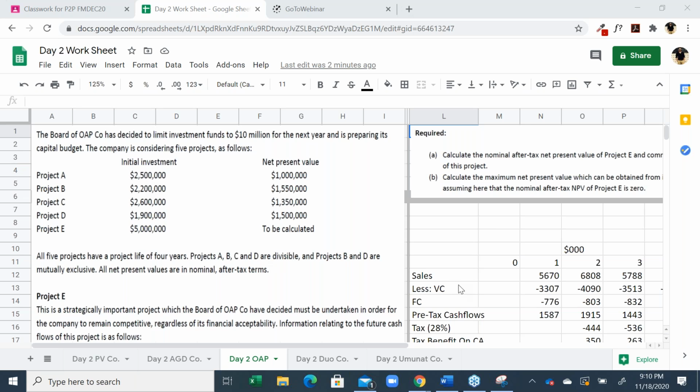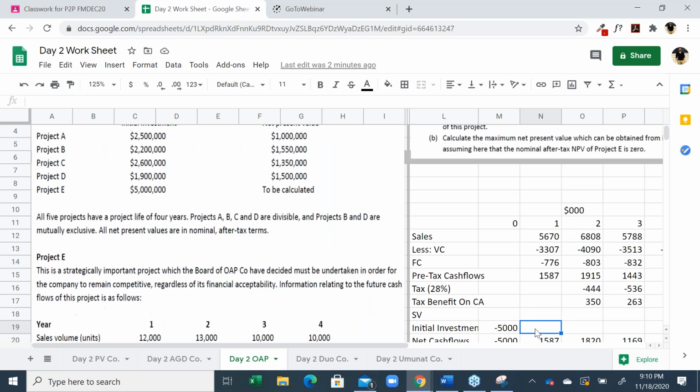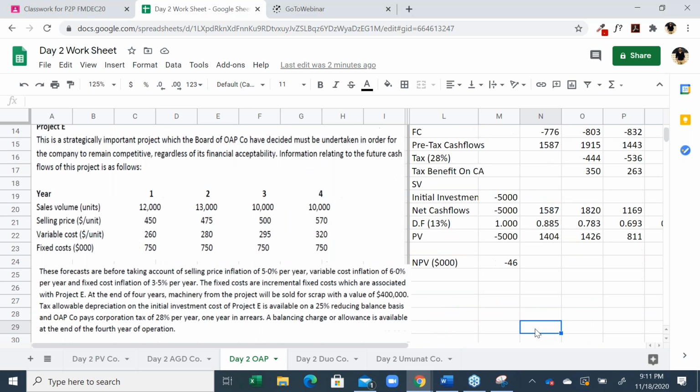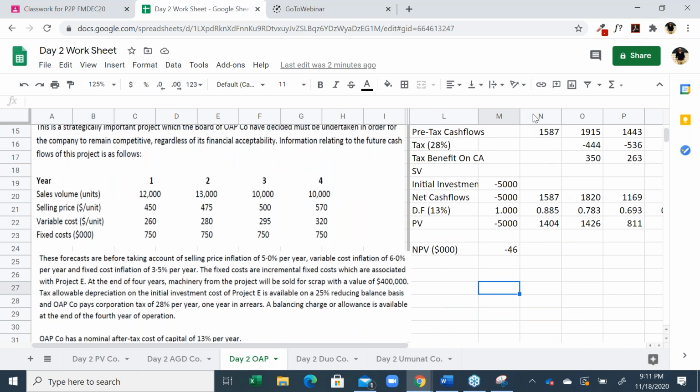Now for divisible projects, what we do is we do ranking. Remember, we do ranking. We rank projects. So part B will be, we'll take projects.